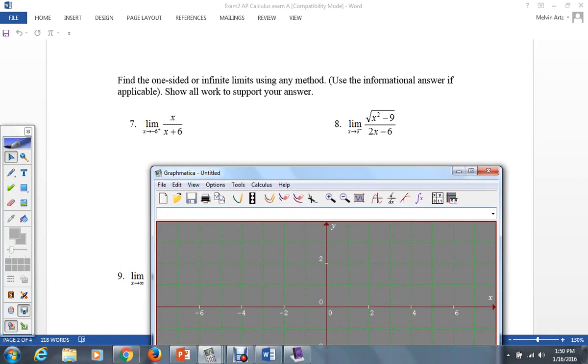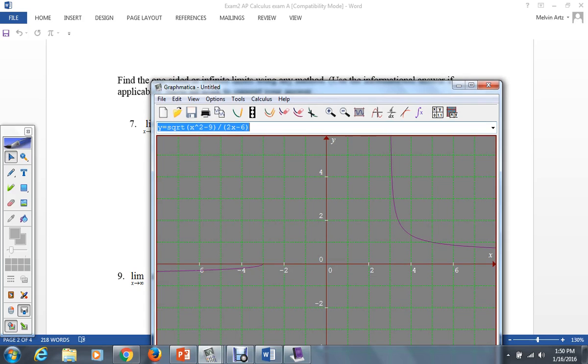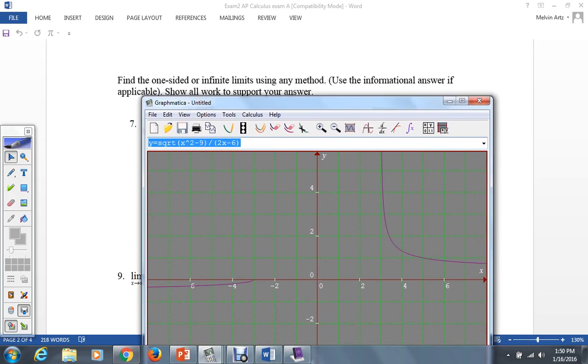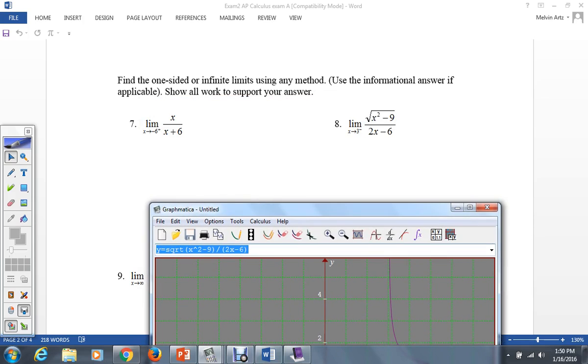So plugging in our y equals the square root of x squared minus 9 divided by 2x minus 6, let's graph that and see what it looks like. We're looking as x approaches 3 from the left. Now notice the graph. From -3 to +3, it doesn't appear that there are any values. It's not defined. So let's look back at this graph.